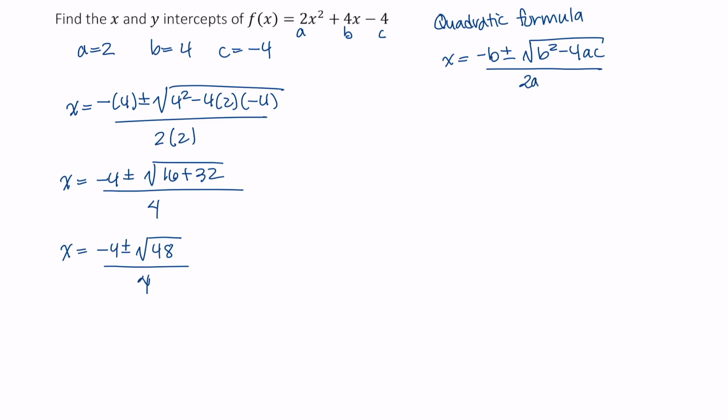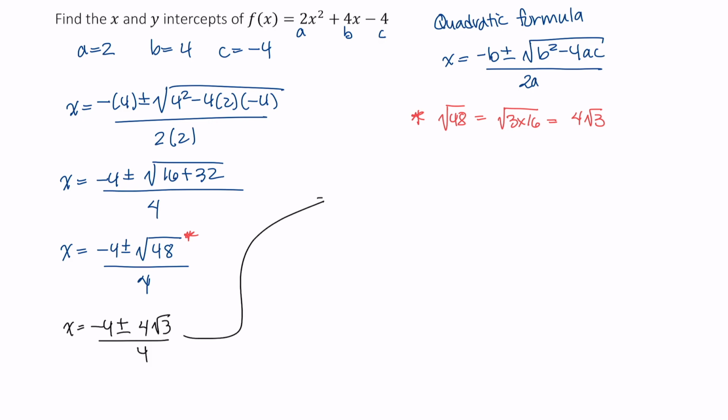Now we can simplify the square root of 48, and I'm going to do this as an aside here. The square root of 48, well, I can rewrite that as the square root of 3 times 16. So this is just 4 root 3. So x is equal to negative 4, oh, I changed colors there. No worries. Plus or minus 4 root 3 over 4.